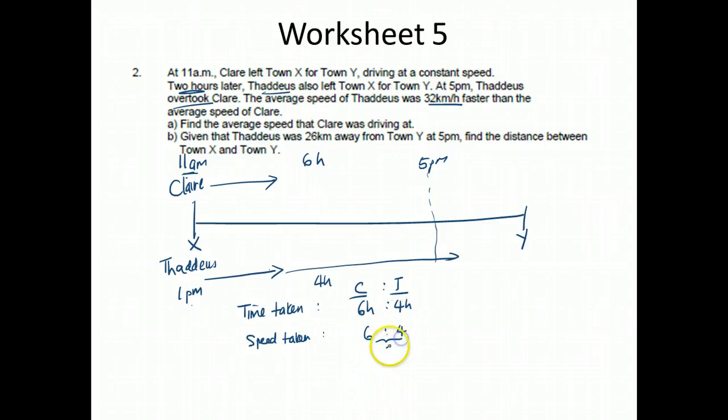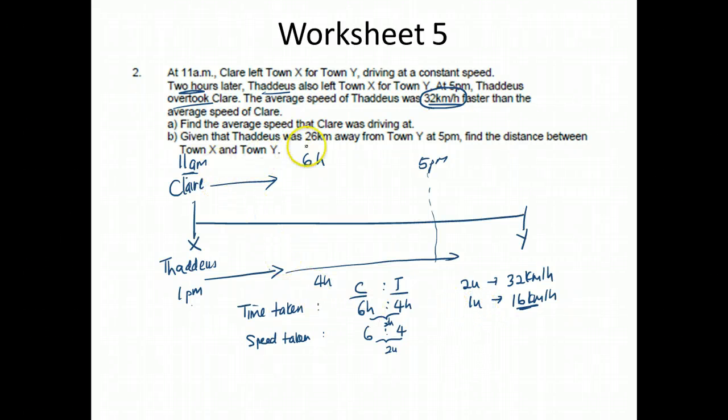There's a difference of 2 units, 6 minus 4. So 2 units is your 32 kilometers per hour, because Thaddeus is faster than Claire by 32 kilometers per hour. Therefore, 1 unit will be 32 divided by 2, which is 16 kilometers per hour. So this will be the speed of 1 unit.